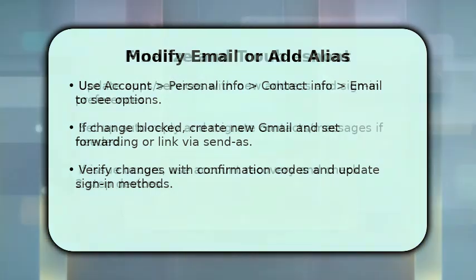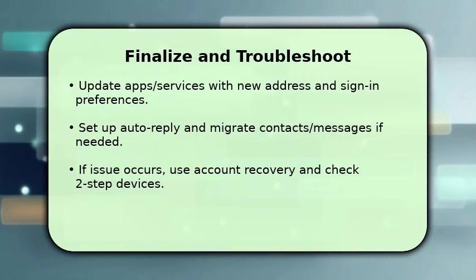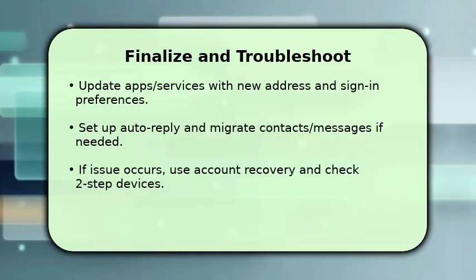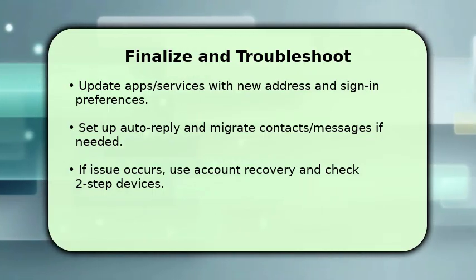To finalize, update third-party apps and Google services to use the new or aliased address. Make sure send as default is set if you want outgoing mail to show the new address. If you migrated, confirm contacts and labels copied correctly and set an auto-reply at the old address pointing to the new one.